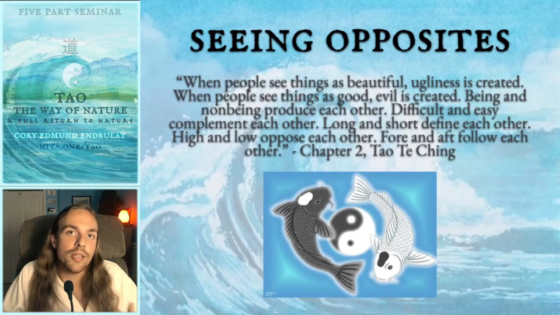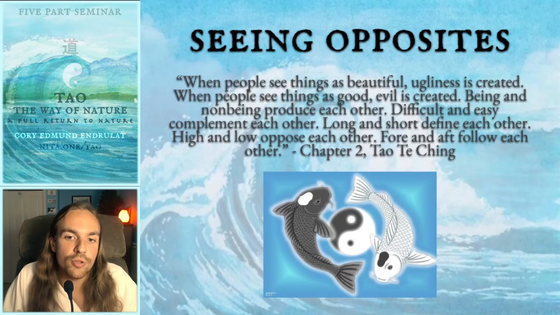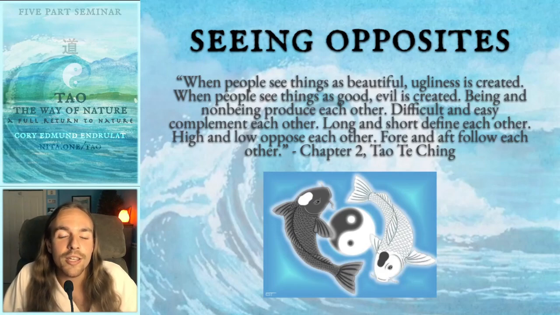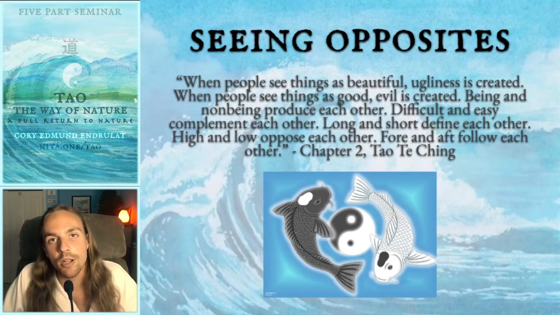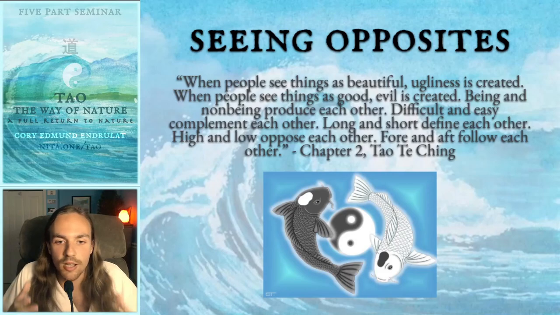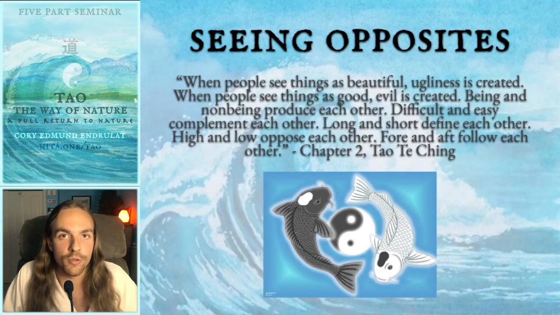So we are seeing opposites. From chapter 2 of the Tao Te Ching, quote, "When people see things as beautiful, ugliness is created. When people see things as good, evil is created. Being and non-being produce each other. Difficult and easy complement each other. Long and short define each other. High and low oppose each other. Fore and aft follow each other." End quote. Okay, so that's basically just summarizing this concept of yin and yang through just one of the quotes from Lao Tzu of the Tao Te Ching.